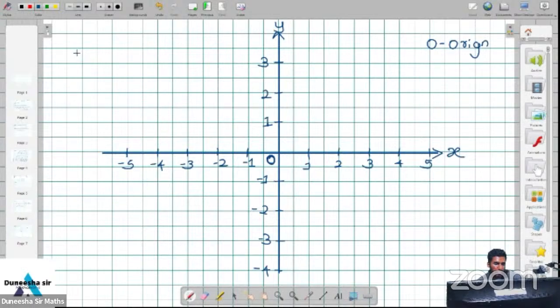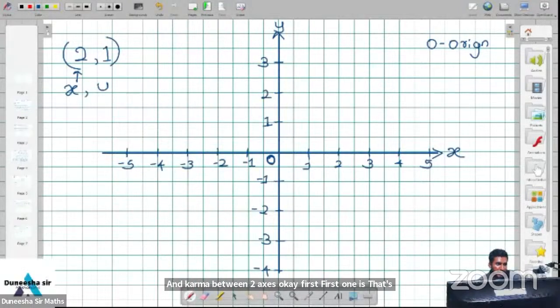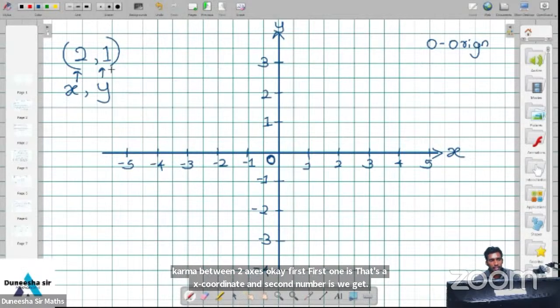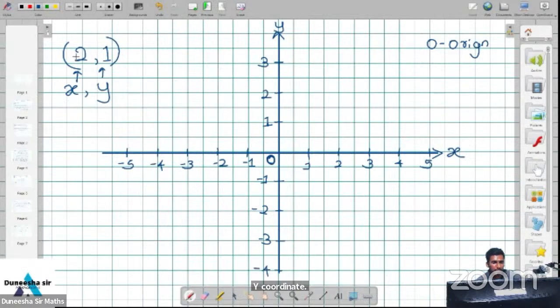Okay, now I am giving a coordinate. Okay, අපි බෙන්න මේ වගේ එකකට කියනවා (2,1). What is this? It's a coordinate. We use the brackets and comma between the two numbers. Okay, first one is the x coordinate, and the second number is the y coordinate. Okay, what is the coordinate now?